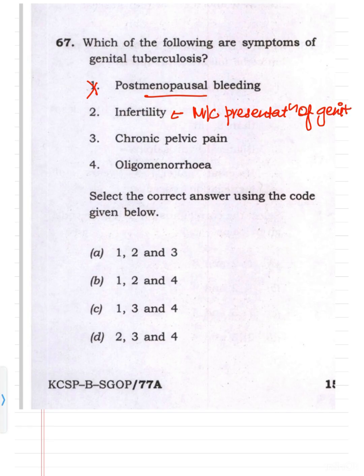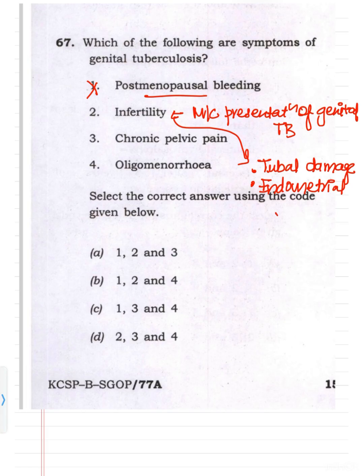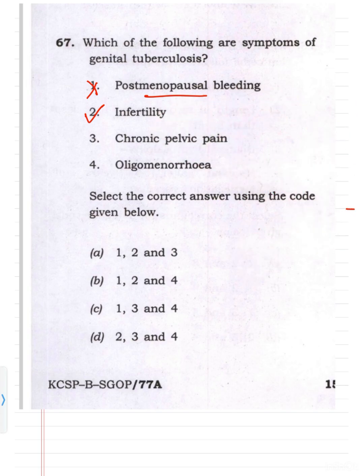The couple presents to you with infertility. You do many tests and find out that there is genital TB in the female, and you treat the genital TB and the infertility is gone. Why is there infertility in genital TB? Because the fallopian tube can be damaged, so there can be tubal damage. There can be involvement of the endometrium, and there can be adhesion formations. So the second is correct.